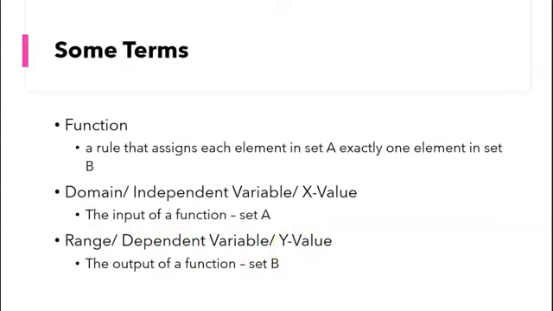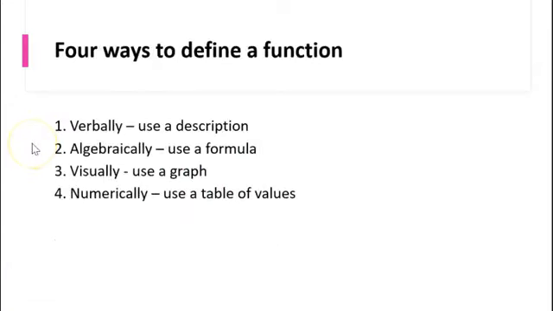Now, there are four different ways that we use to define a function. The first way is verbally. We use a verbal description of what's going on. You can say, the amount is doubled, something like that, or it's increased by 10. So you can use a verbal description.